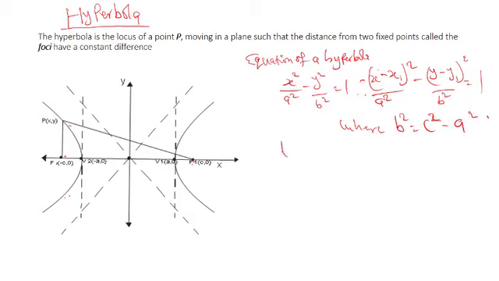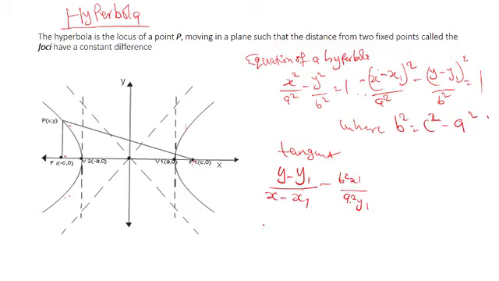Now equation of its tangent. Equation of its tangent can be written as (y minus y1) over (x minus x1) equals minus b squared x1 over a squared y1. This is the equation of the tangent.